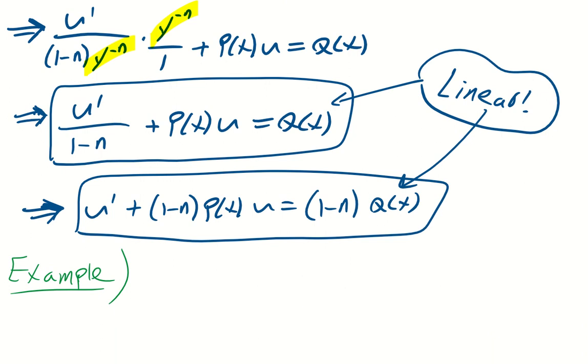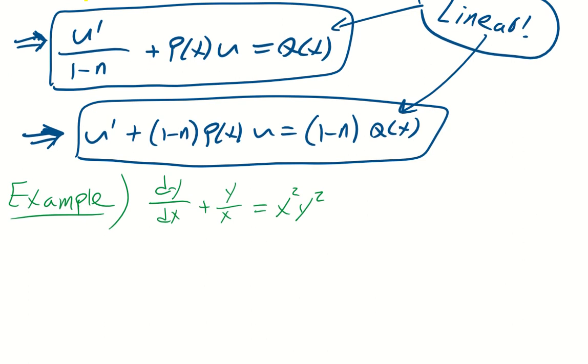So here I have dy/dx plus y over x is equal to x squared times y squared. We want to solve for y. It is a Bernoulli equation. Let's do the same kind of thing. We will multiply that entire equation by 1 over y squared. So let's do that.